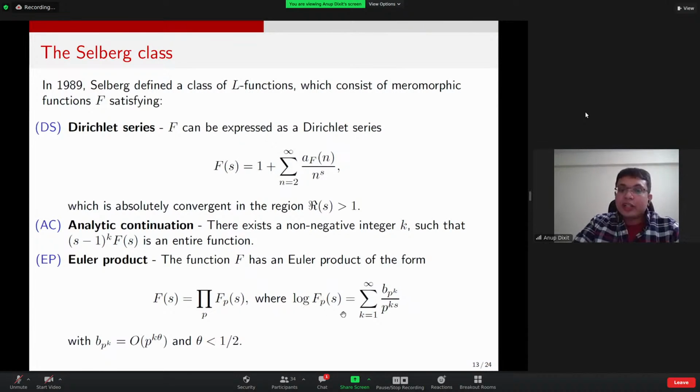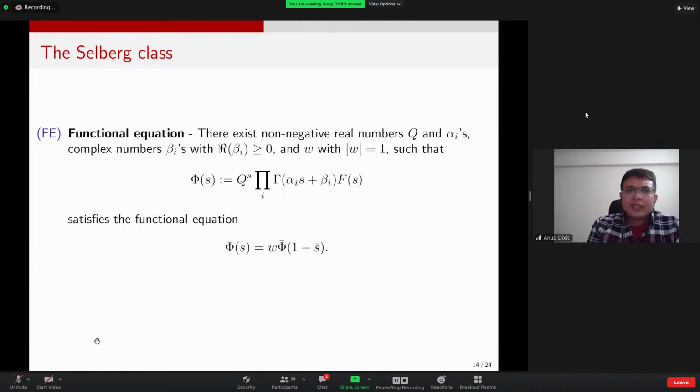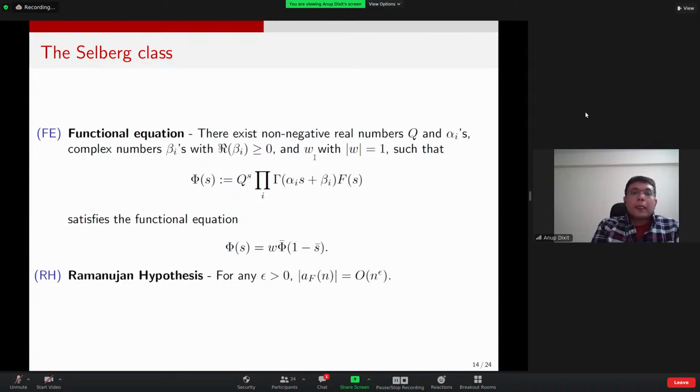where log F_p(s) is just the summation of b_{p^k} over p^{ks}, and b_{p^k} satisfy this upper bound. And it has a functional equation, exactly the Riemann type functional equation. And there is a condition, which is the Ramanujan hypothesis, which is a condition on the Dirichlet coefficients, so they should not grow faster than any polynomial. Okay. So this is the Selberg class, which is expected to capture all the interesting L-functions arising from automorphic forms.